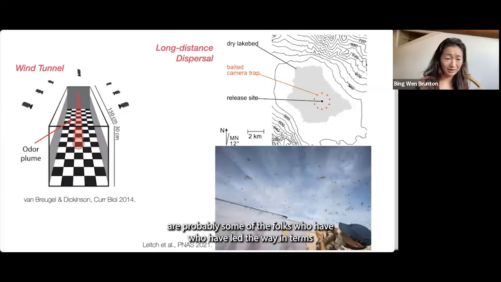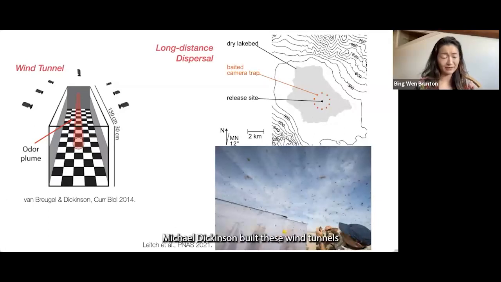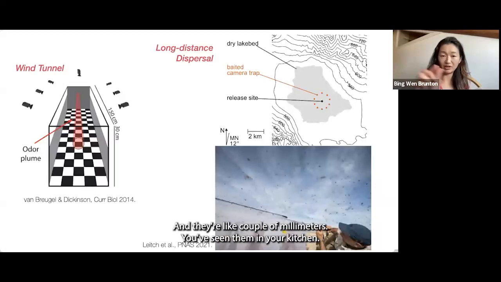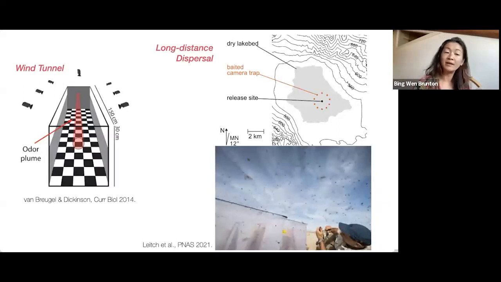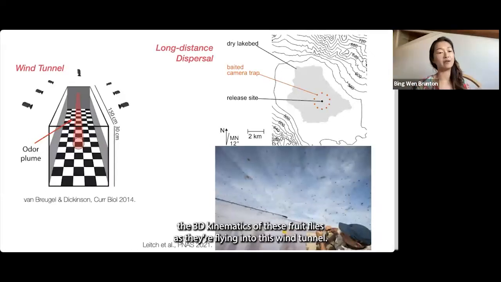I did want to show that our collaborators are probably some of the folks who have led the way in doing the behavioral experiments. Flores, along with our friend Michael Dickinson, built these wind tunnels that are, again, on the order of a meter long, which is quite large for a fruit fly. I mean, they're like a couple of millimeters. You've seen them in your kitchen. You might even have them in the back of the room right now if you have bananas back there. And they were able to track the 3D kinematics of these fruit flies as they're flying in this wind tunnel.